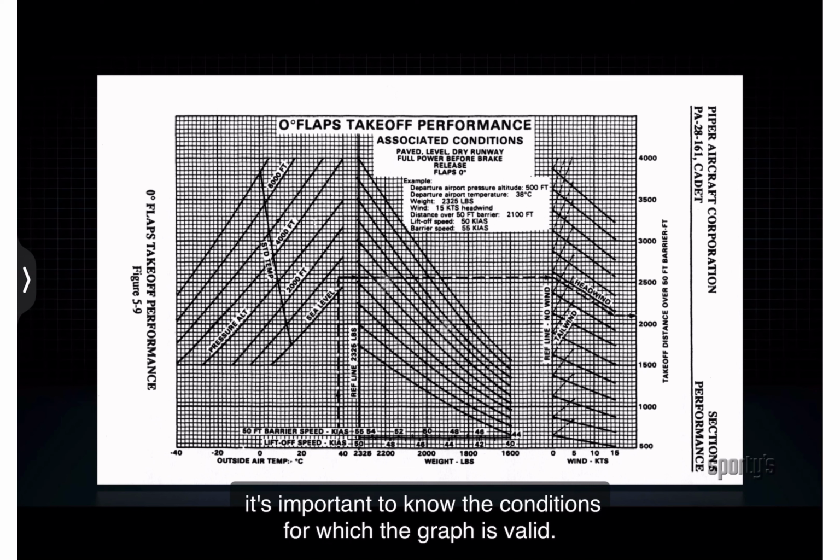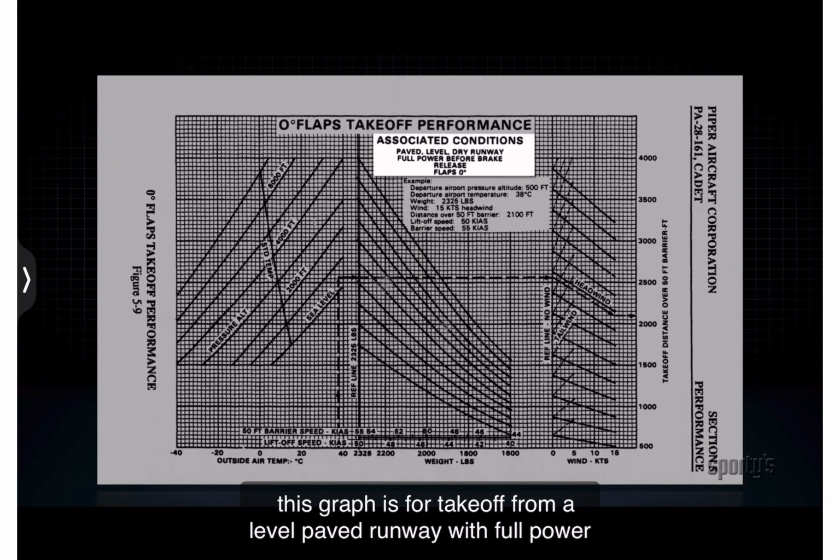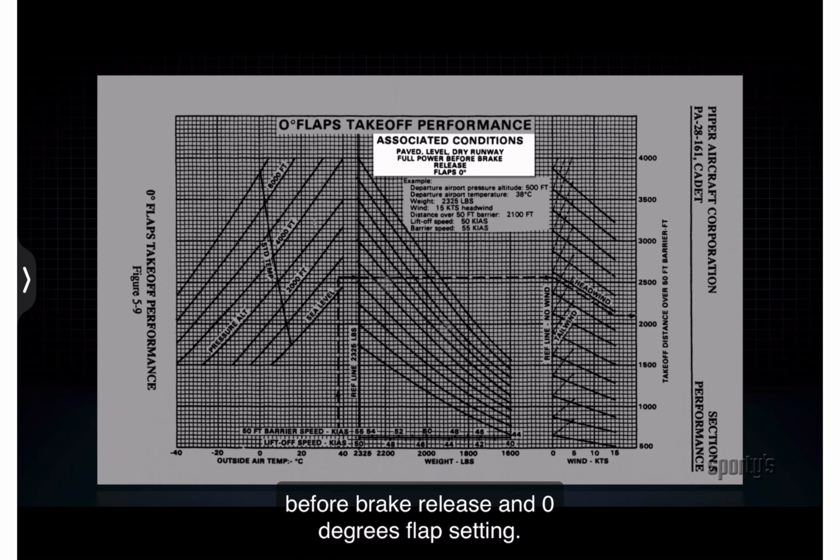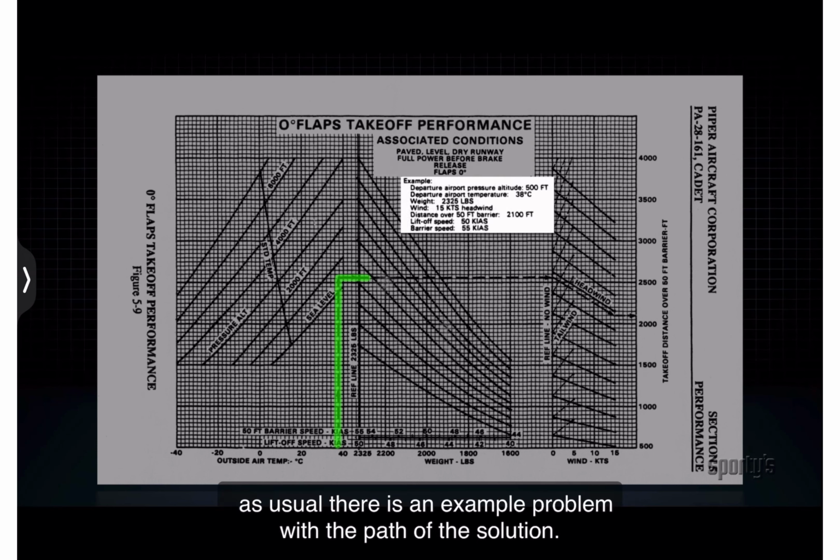It's important to know the conditions for which the graph is valid. This graph is for takeoff from a level, paved runway with full power before brake release and 0-degree flap setting. As usual, there is an example problem with the path of the solution.